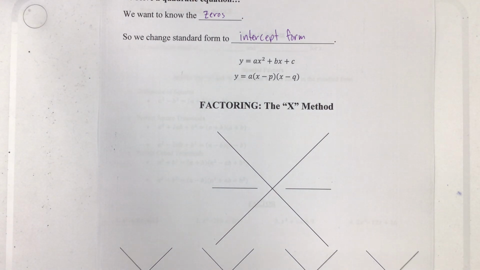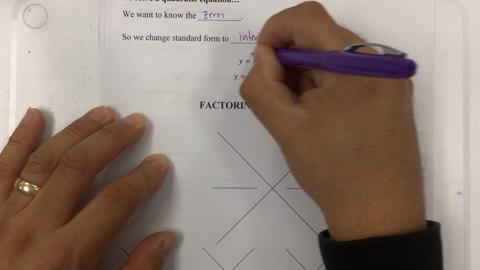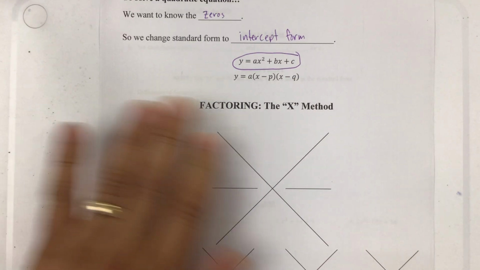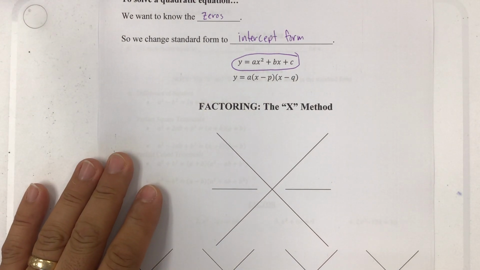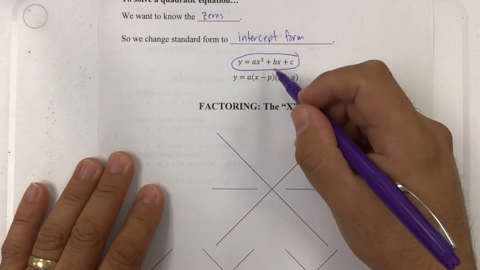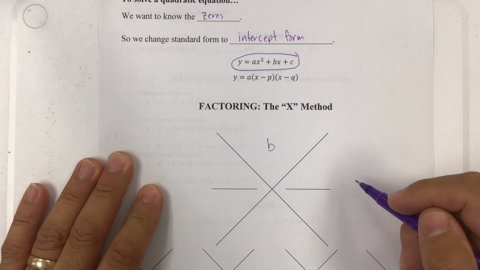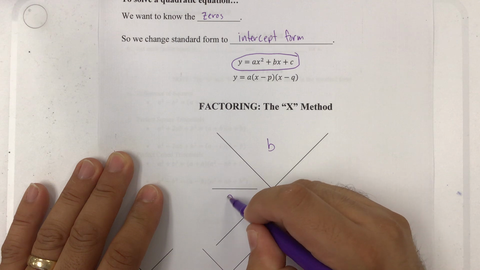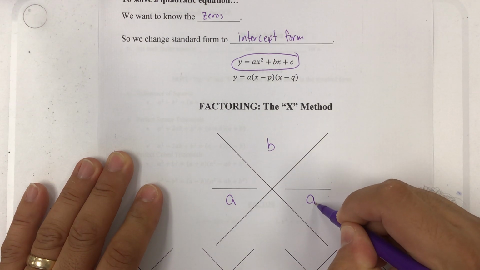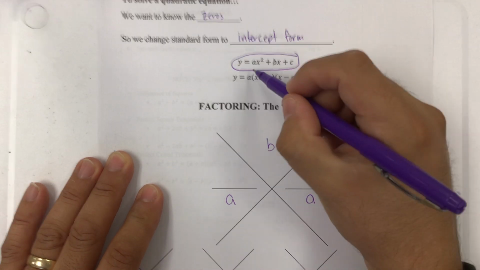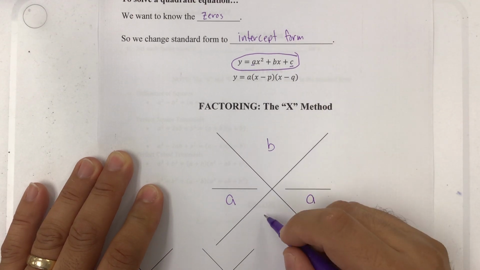So we're going to take this equation right here, and we're going to place it into this x, okay? So the b is going to go at the top. So that's this one right here. You're going to divide by the factors of a. And then you're going to take a times c, and you're going to put that at the bottom.